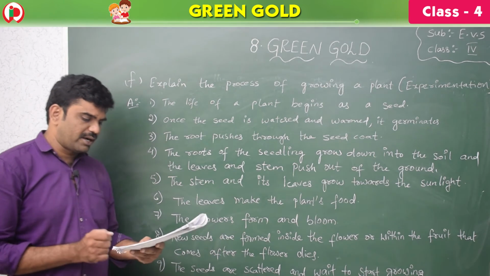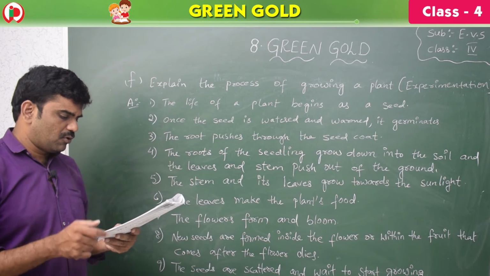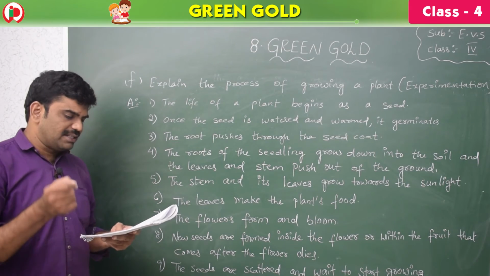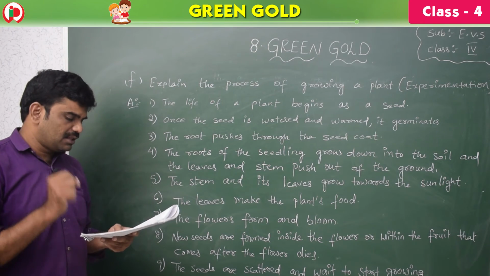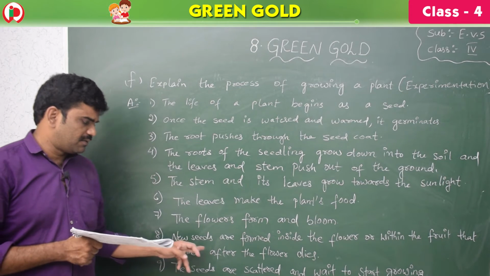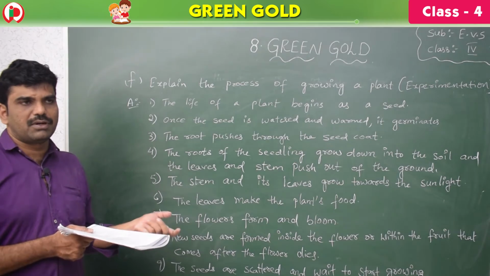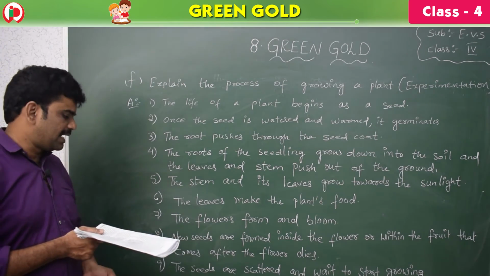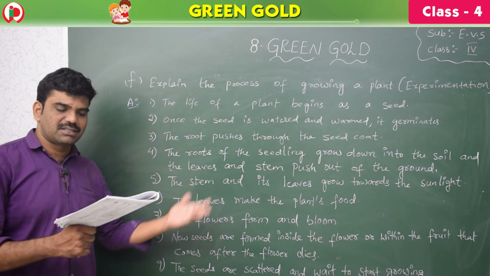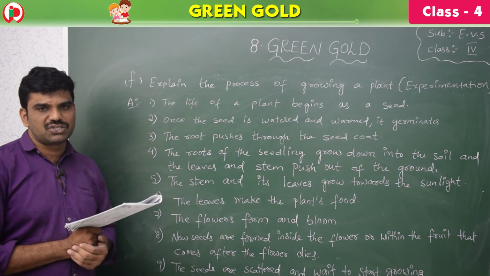So what is that point? Here see, the flowers form and bloom. New seeds are formed inside the flower, 8th point, or within the fruit. That comes after the flower dies. So new seeds will be formed after the flower or from the fruit, and after the formation of new seed, the flower dies. 9th point, the seeds are scattered, are dispersed and wait to start growing. So this is the experimental question, children. Okay.